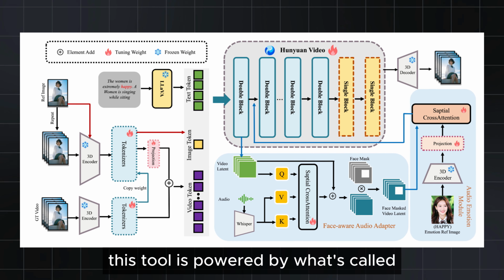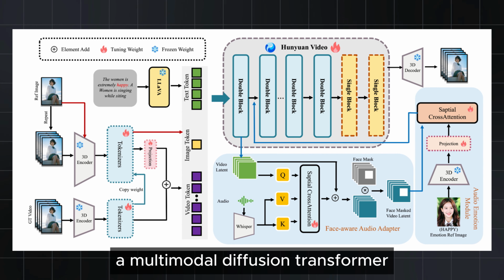This tool is powered by what's called a multimodal diffusion transformer. Think of it as an AI system that can read both images and audio simultaneously, then create the perfect bridge between them. For me, the emotion controllable aspect is the most impressive. The AI doesn't just move lips to match words, it actually interprets the emotional content of your audio and adjusts facial expressions accordingly. If your audio is energetic and excited, the avatar will show that energy. If it's somber and serious, the facial expressions will reflect that mood naturally.